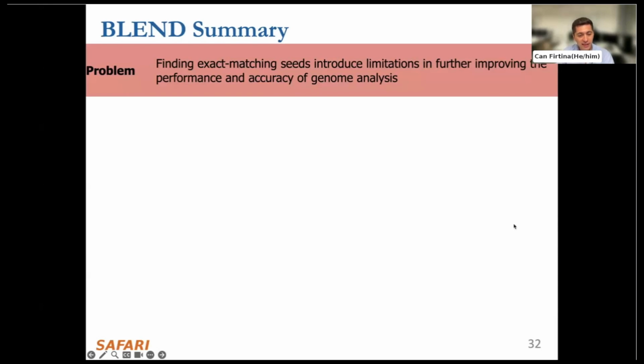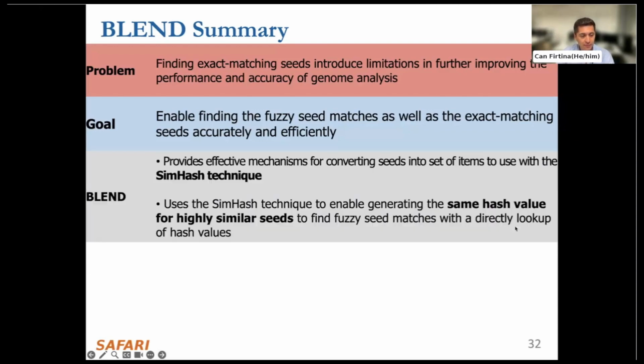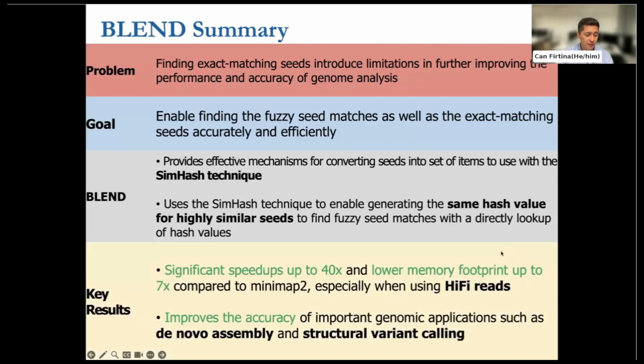Again, finding exact matching seeds introduces its own limitations in further improving the performance and accuracy of genome analysis. Our goal is to find fuzzy seed matches as well as exact matching seeds accurately and efficiently. To this end, Blend provides effective mechanisms for converting the seeds into sets of items so that we can use them with the SimHash technique, which generates the same hash value if the sets of items are similar to each other. Blend provides significant speedups up to 40x and lower memory footprint up to 7x compared to Minimap2 using HiFi reads. It also improves the accuracy of important genome applications such as de novo assembly and structural variant calling.